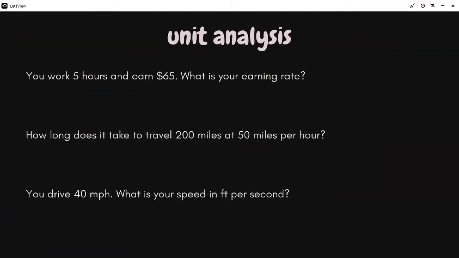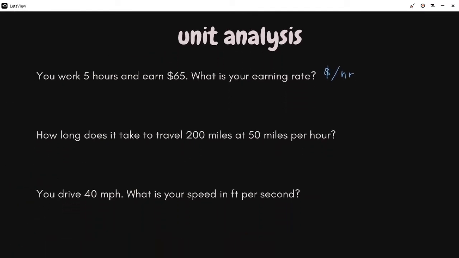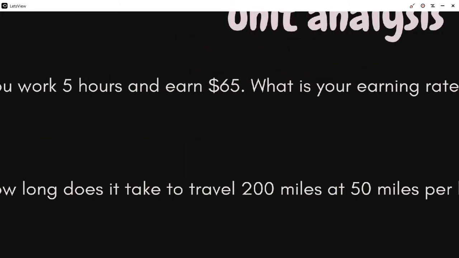Alright, next are the word problems. Everyone's favorite. Okay, so you work 5 hours and earn $65. What is your earning rate? So when you work anywhere, you want to know how much you make per hour. So we're really looking for dollars per hour. So that means on the top of our equation will be the dollar amount, which is 65 in this problem, and on the denominator would be the total number of hours. So this is 5 hours. So 65 divided by 5 is $13 per hour.